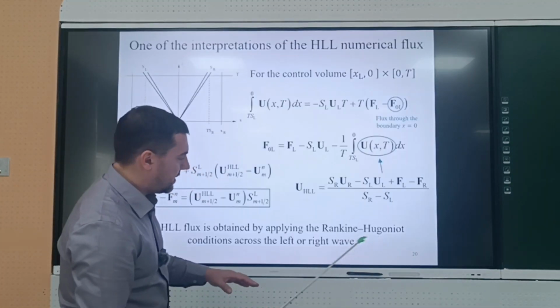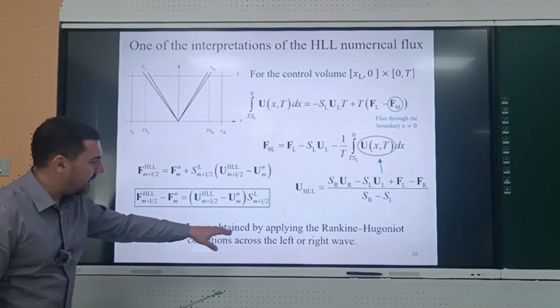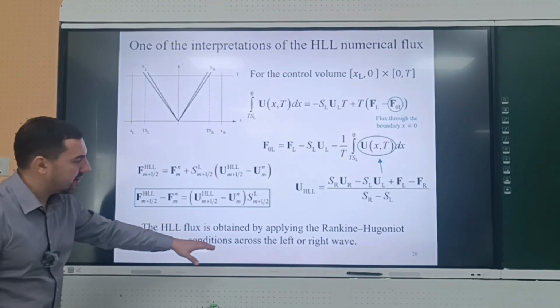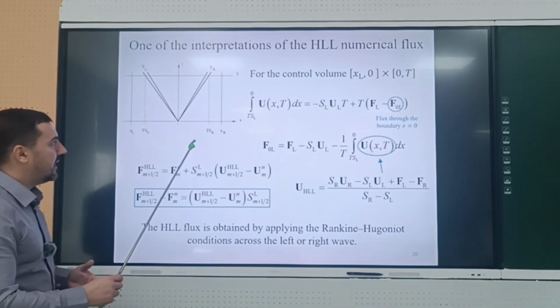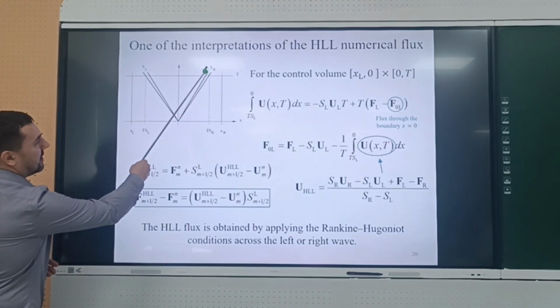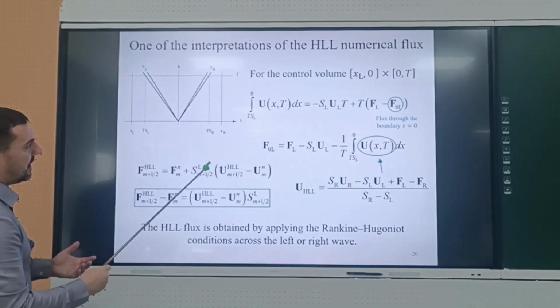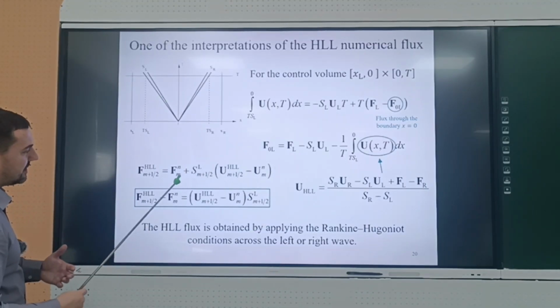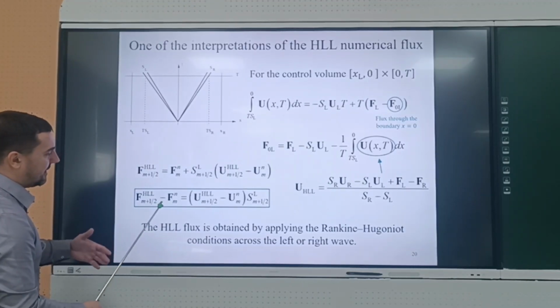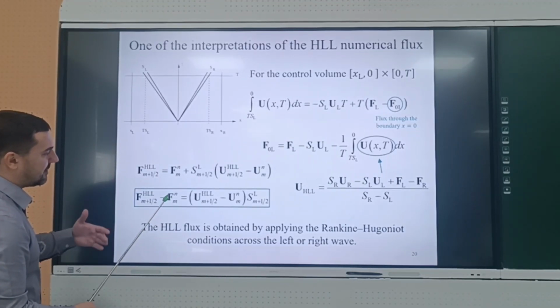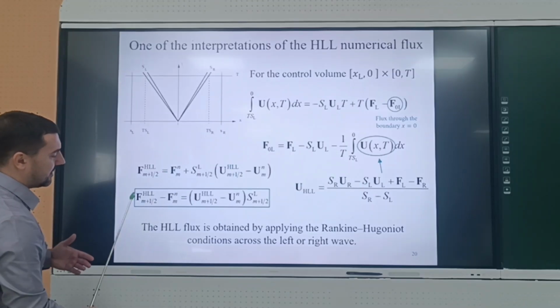So it can be shown that the HLL flux is obtained by applying the Rankine-Hugoniot conditions across the left or right wave. So one interpretation of HLL is that we consider this characteristic as a shock wave and apply Rankine-Hugoniot jump conditions. And so this HLL state is built in such a manner that it's valid.